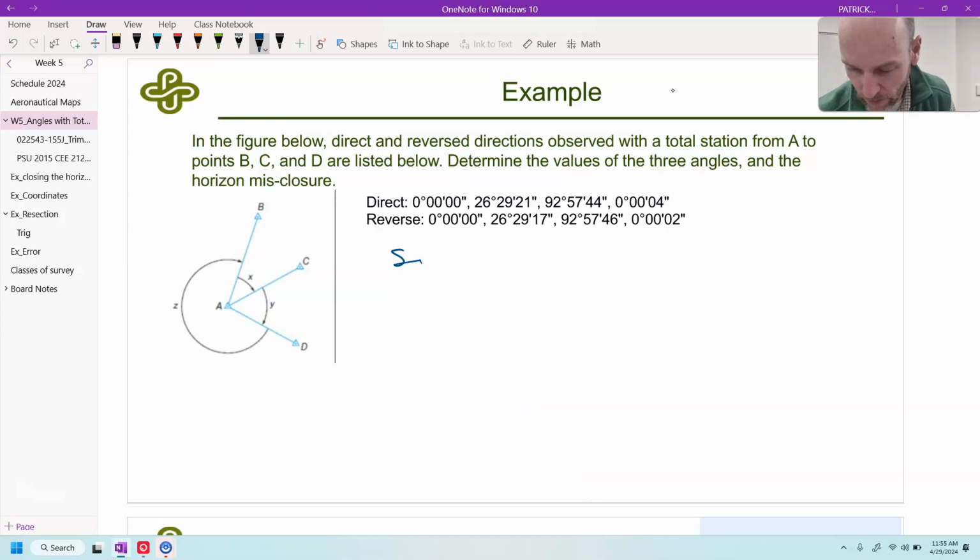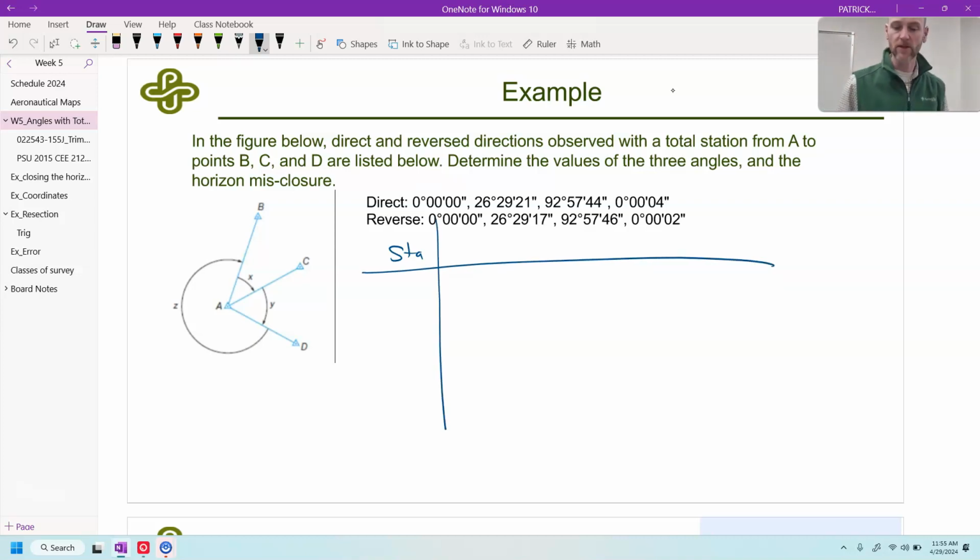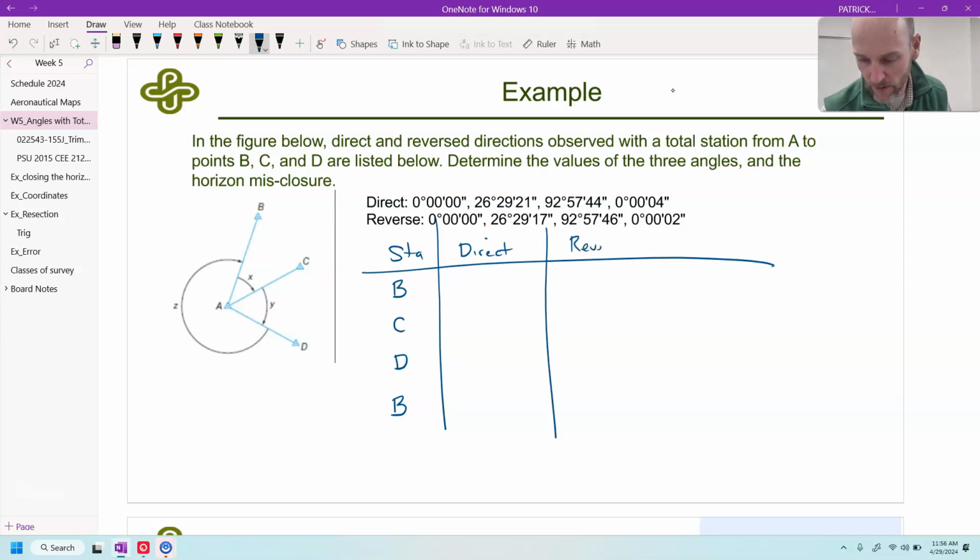So I'm just going to make a table. Station, and so these are the stations that I'm sighting from my total station. So I initially sight B with my back shot, then C, then D, then back to B. And I have a direct face reading and a reverse. So this is initially just transferring the information above into these columns.